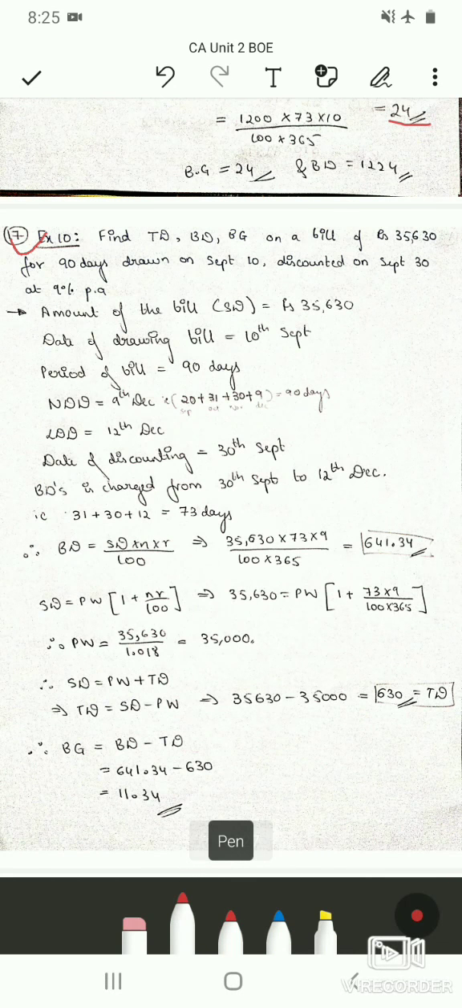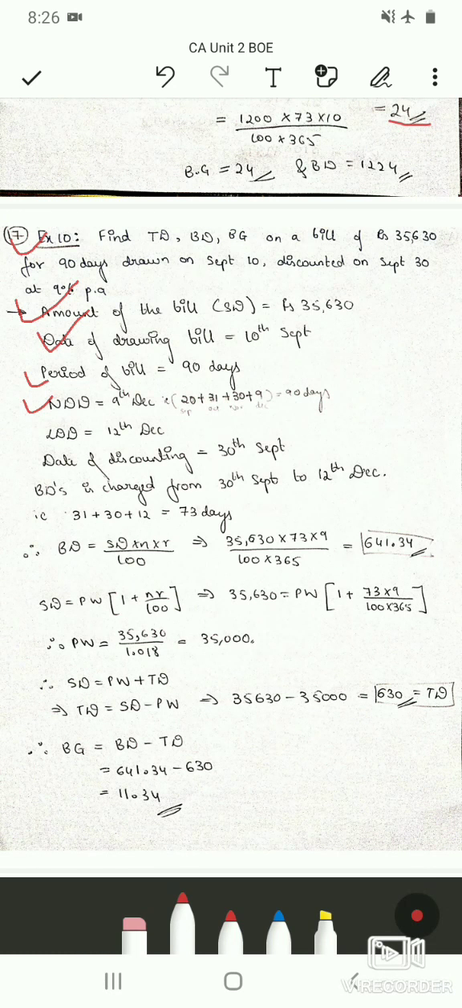So the 10th problem is, find true discount, banker's gain on a bill of 35,630 for 90 days drawn on September 10th, discounted on September 30 at 9% per annum. So in this question, amount of the bill is given, date of drawing the bill is given, period is for 90 days. Here it is given in terms of days, so nothing much difference. From 10th September you have to calculate 90 days.